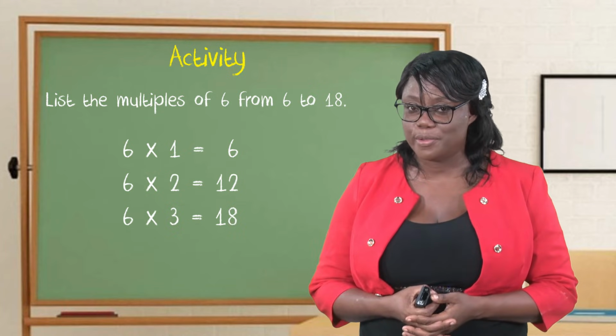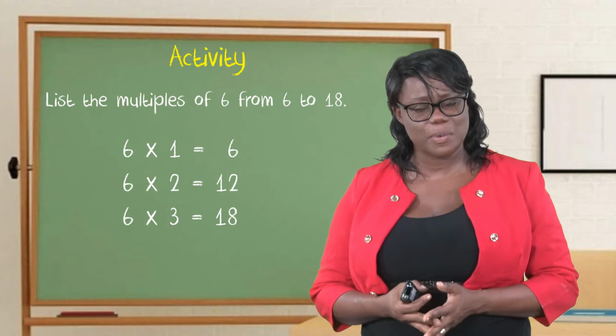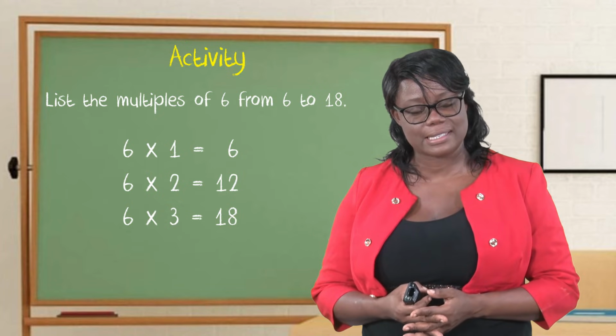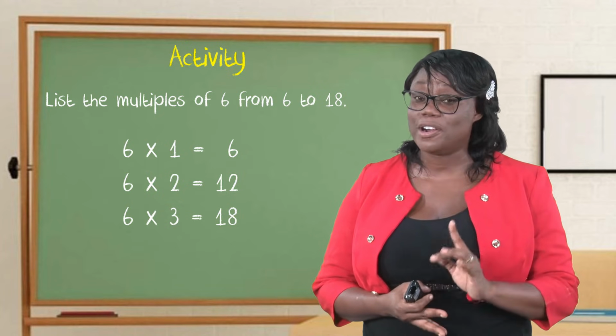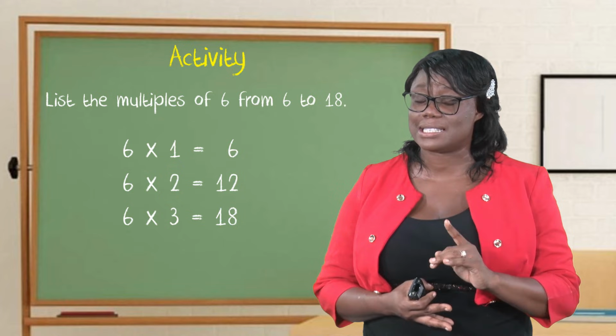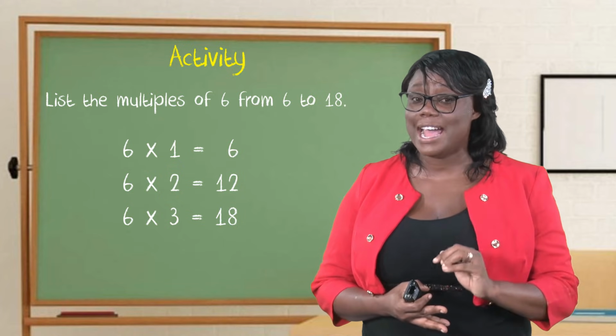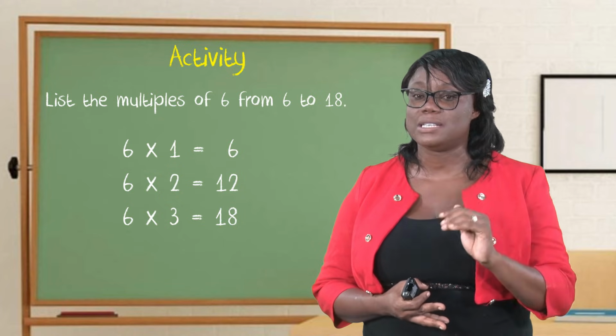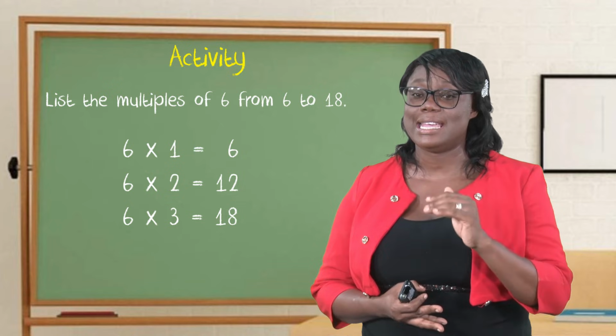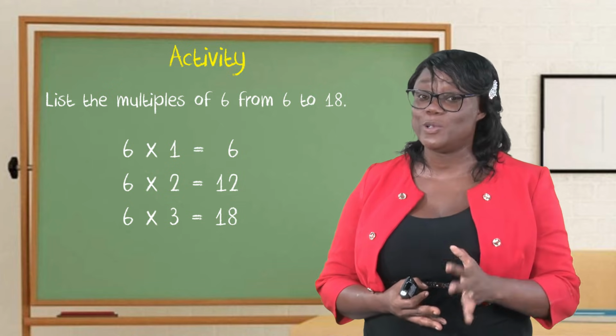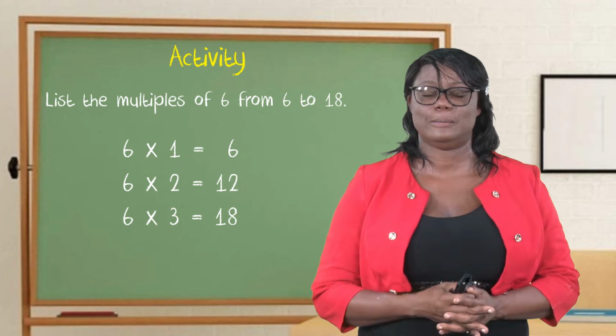Can't we use 24, boys and girls? Isn't 24 a multiple of 6? Yes, 24 is a multiple of 6. But the question asks that you list the multiples of 6 from 6 to 18. You are absolutely correct, boys and girls.